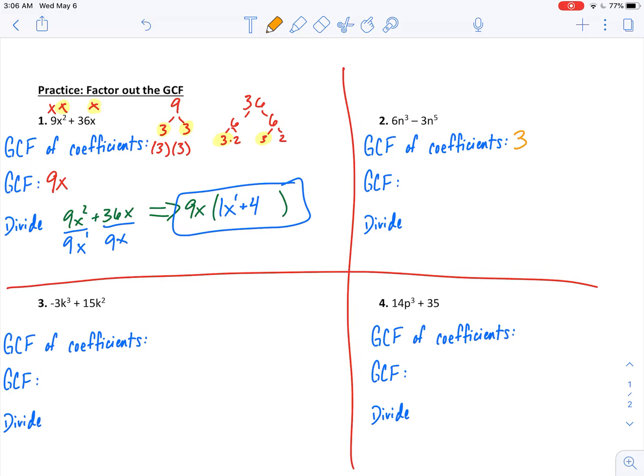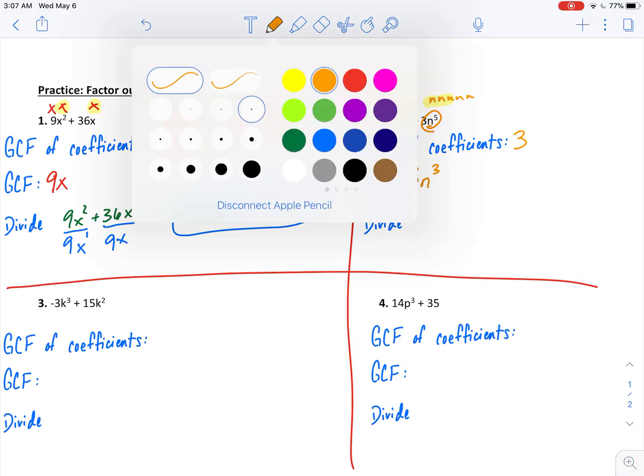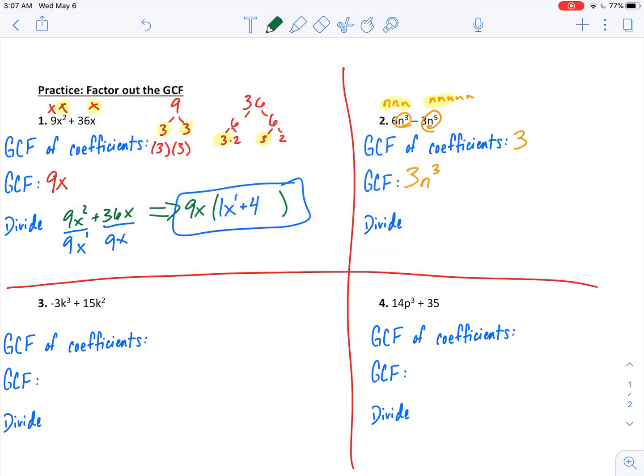But now let's look at our variables. We've got n to the third and n to the fifth. So how many n's do they have in common? We've got 3 n's in common, so n to the third. And now we're going to divide. So now we've got our original problem, 6n cubed minus 3n to the fifth, and we're going to divide each of these by our greatest common factor of 3n to the third. And don't forget about this negative sign in the middle.